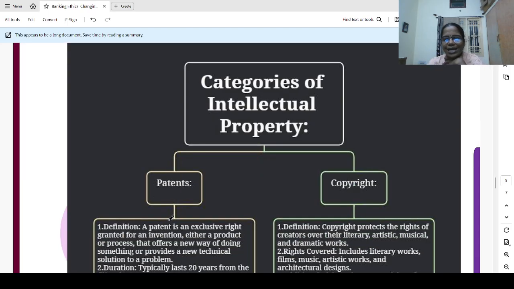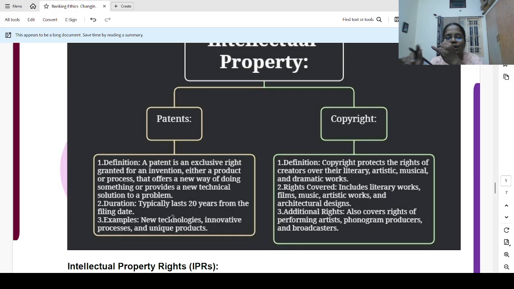When it comes to the categories of intellectual property rights, one is patents, another one is copyright. What is a patent? It is an exclusive right granted for an invention, either a product invention or a process invention. That is a process, a new way of doing something, or it provides a new technical solution to a problem. The duration typically lasts 20 years from the filing date. Examples are new technology, innovative processes and unique products. These are all patents.